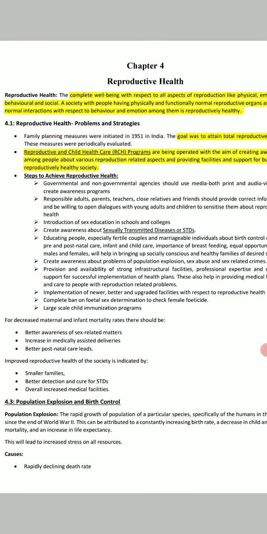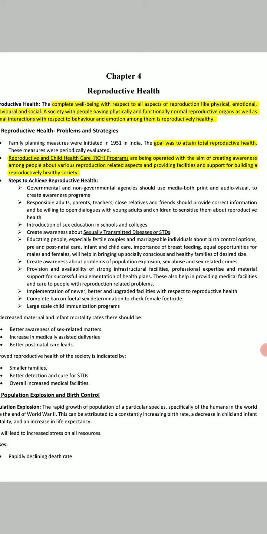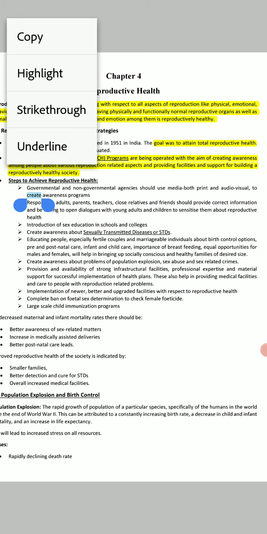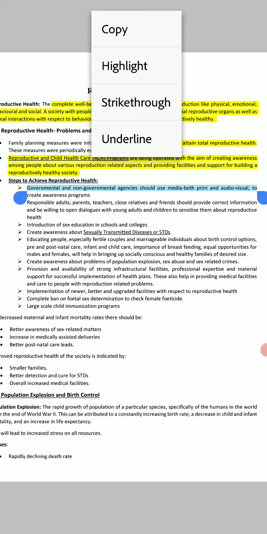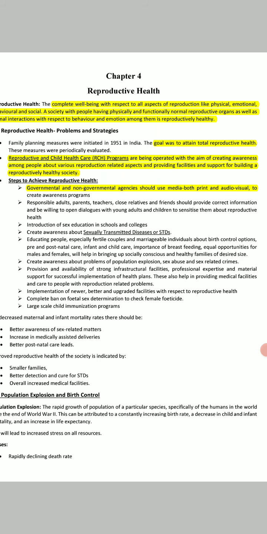The first thing is that the government and non-governmental agencies should use the media, both print and audio visual, to create the awareness programs. This is the main thing: the government and non-governmental agencies, meaning the different kinds of governmental bodies or different kinds of NGOs, should use media, both print and audio visual, to create the awareness programs.